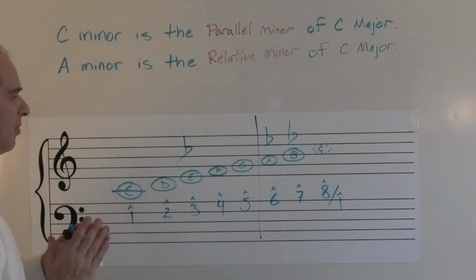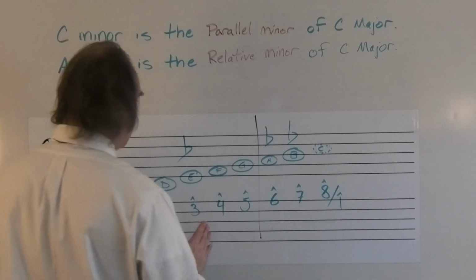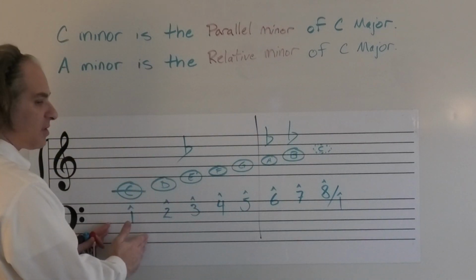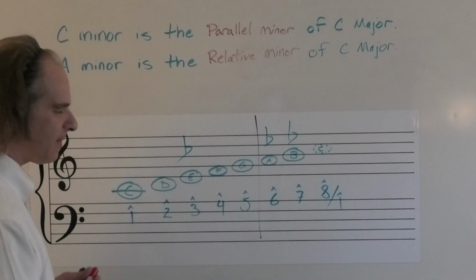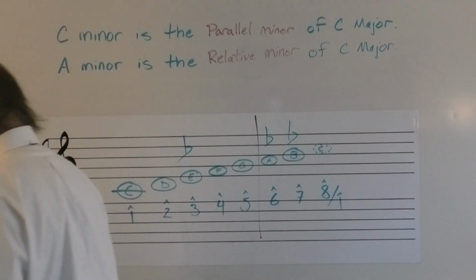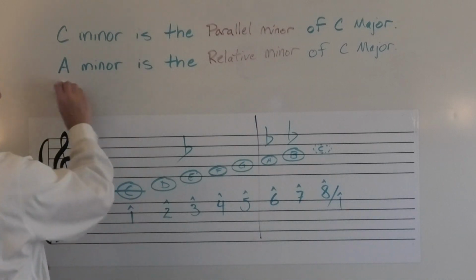Now let's just look at minor itself. Forget about the relationship to major. Let's just look at minor. Okay? To get C minor from C major, you flat 3, 6, and 7. To get any minor from any major, you flat 3, 6, and 7. The scale degrees.